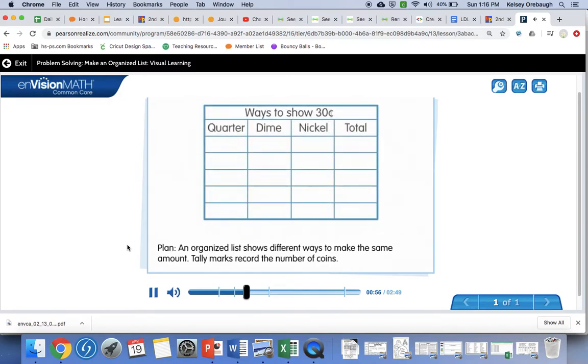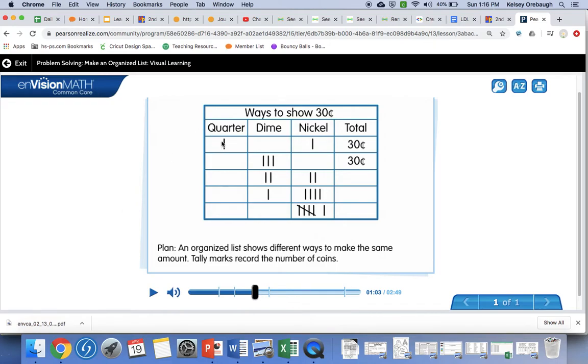Plan. An organized list shows different ways to make the same amount. Tally marks record the number of coins. Okay, so we have not talked about tally marks in a while. I want to quickly go over that. That's our vocabulary for the day.